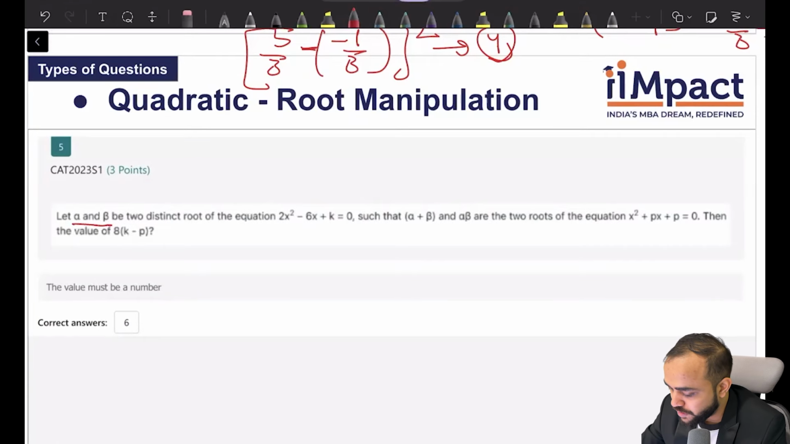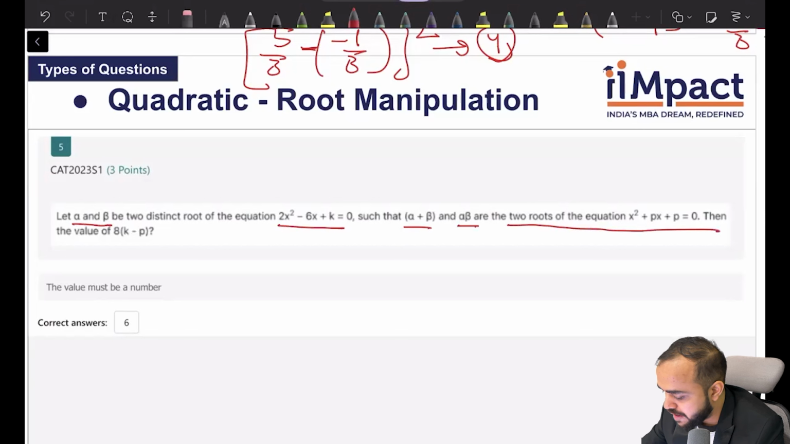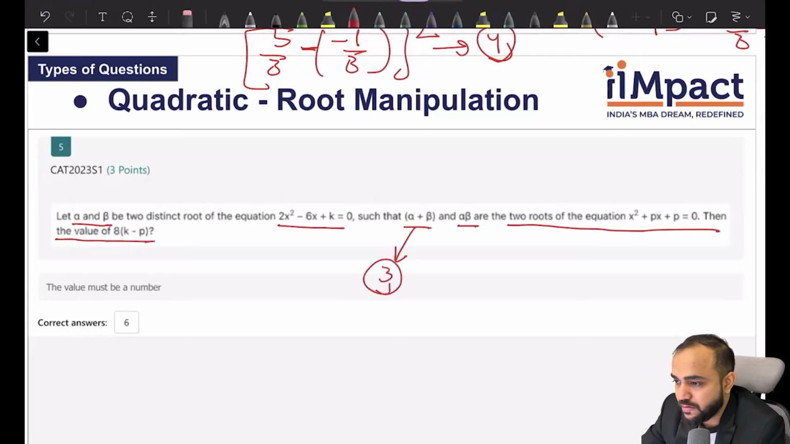Alpha beta are two distinct roots of the equation 2x square minus 6x plus k. Alpha plus beta and alpha beta are the two roots of this equation. Then find the value of 8 times k minus p. So first of all, what is alpha plus beta? Is it 3? Alpha plus beta is going to be what? Minus b by a, which is 6 by 2. What is alpha beta? Is it k by 2?